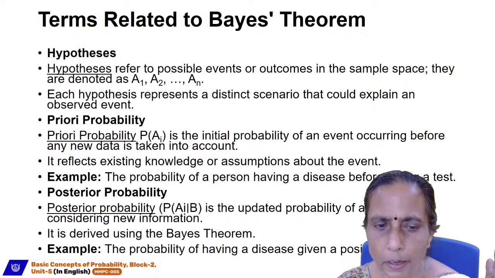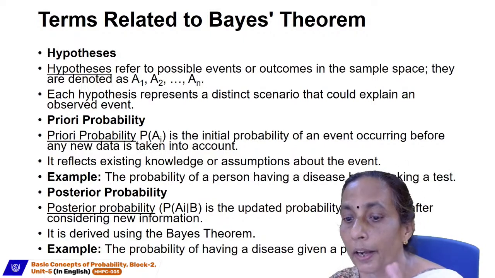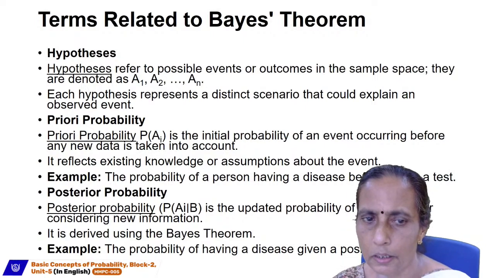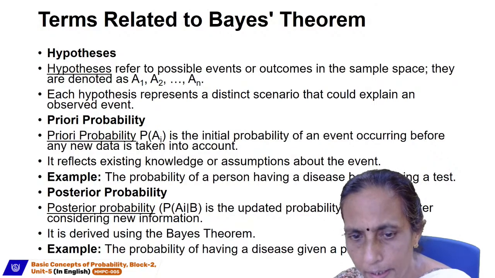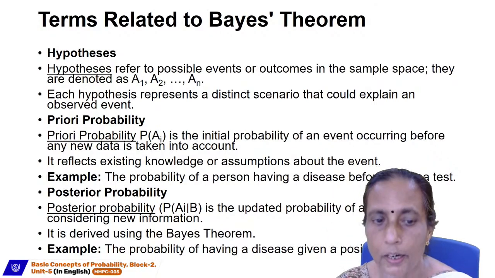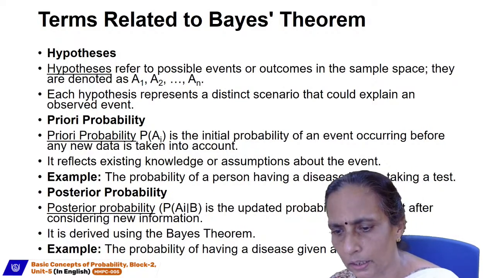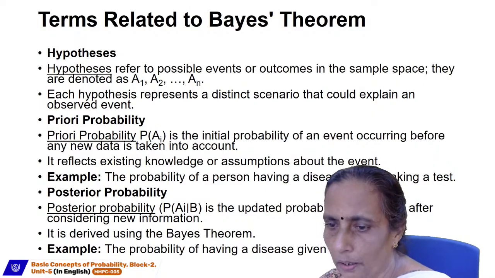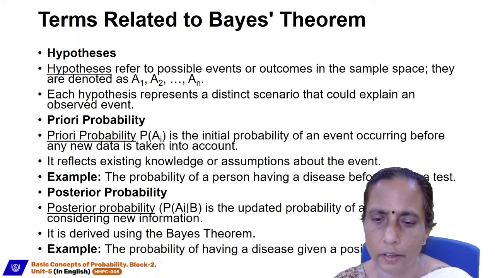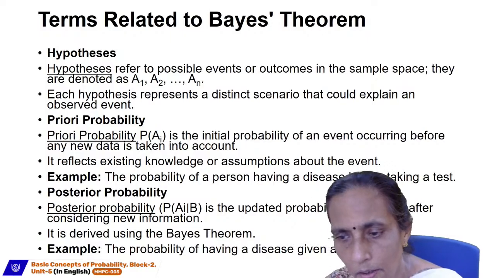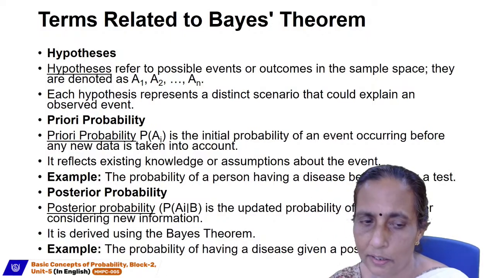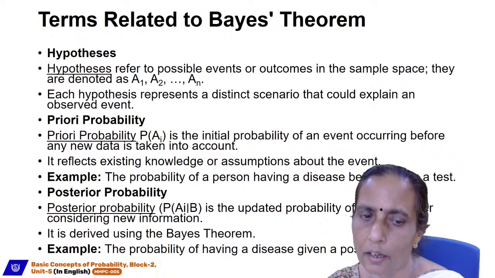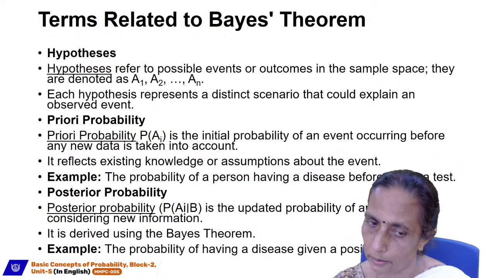Then posterior probability is the updated probability of an event, considering the new information. That is the probability of having a disease given A, meaning after assuming that the disease is already there, they will be performing certain other tests. Based on the tests, the decision will again be taken. That is the posterior probability.